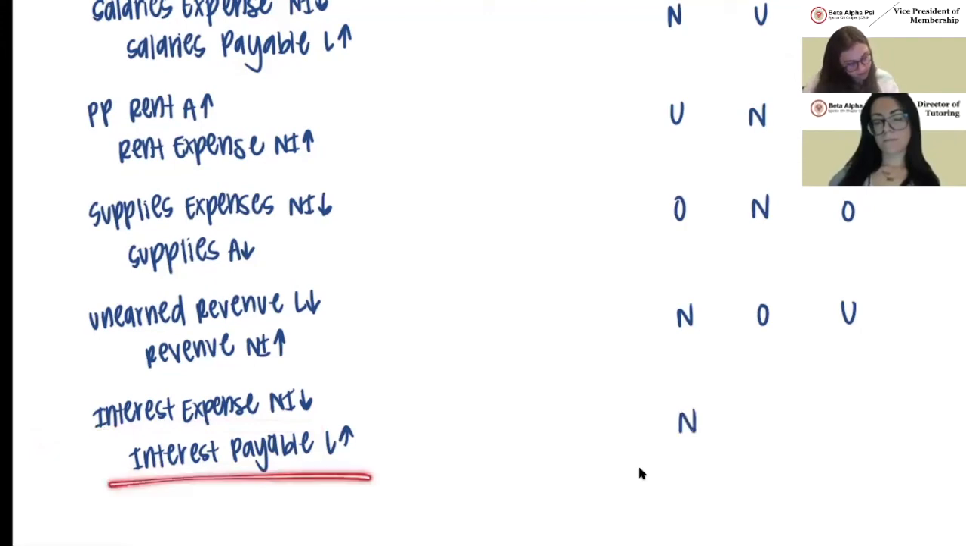Our liabilities should have been increased, but they were not. So our liabilities are going to be understated. And our net income should have been decreased by this expense, but it was not. So our net income is going to be overstated.